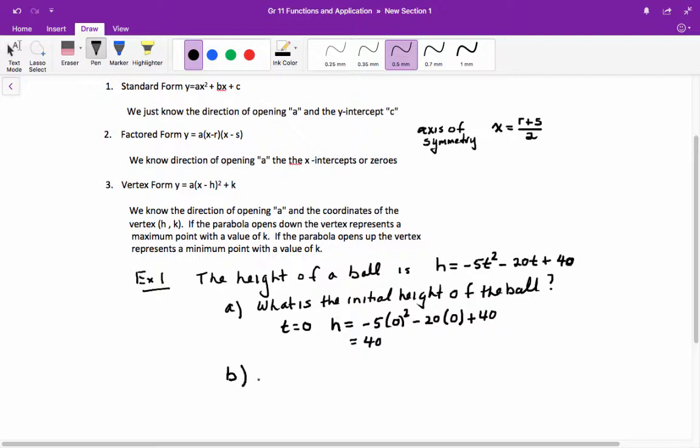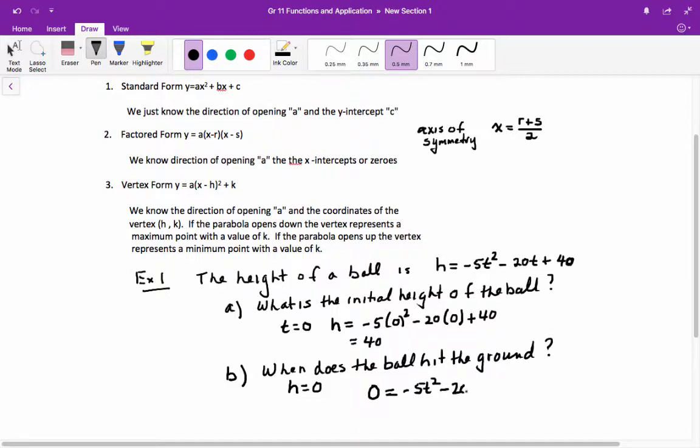Part B of the question would be, when does the ball hit the ground? Well, the ground is considered to be h equals 0. So we're going to replace the h with 0 here. So we're going to get 0 equals negative 5t squared minus 20t plus 40.